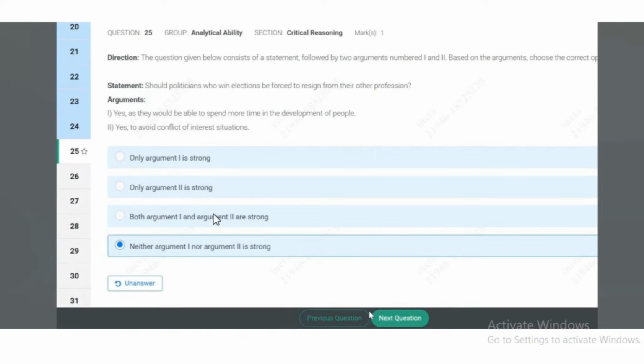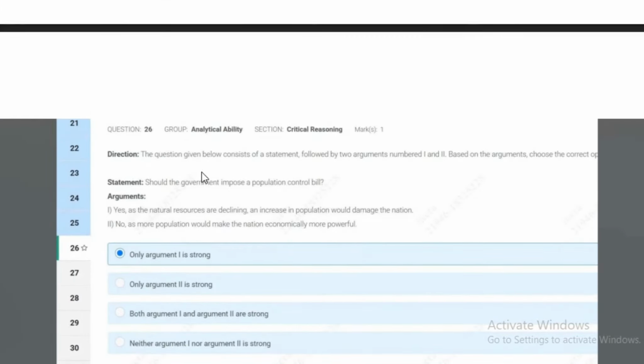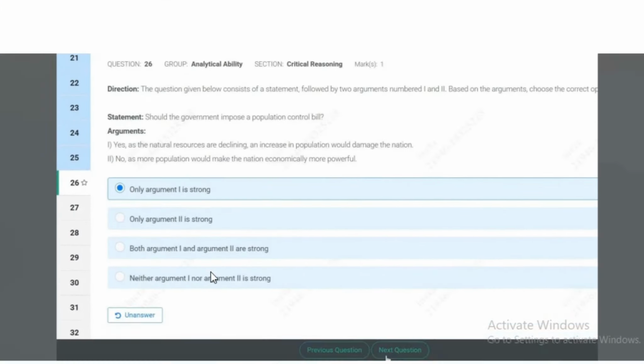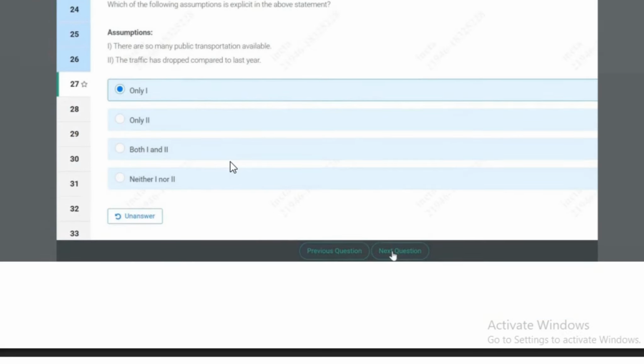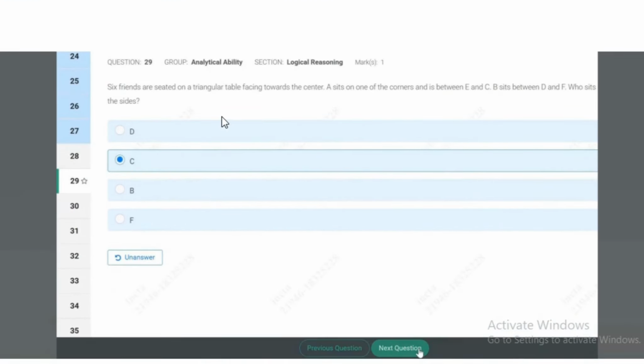And here until 27 also comes under the statements and assumptions. And the 29th question falls under logical reasoning. Here the section starts as logical reasoning.